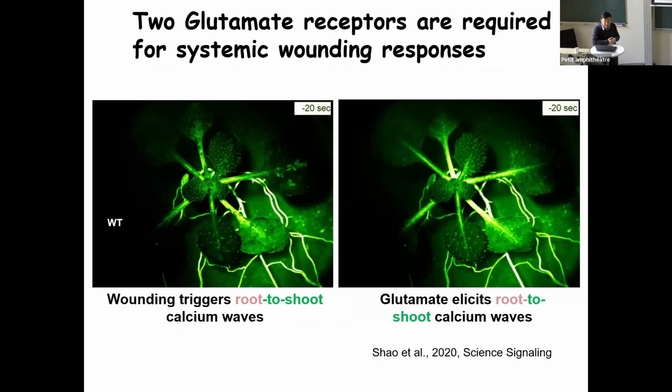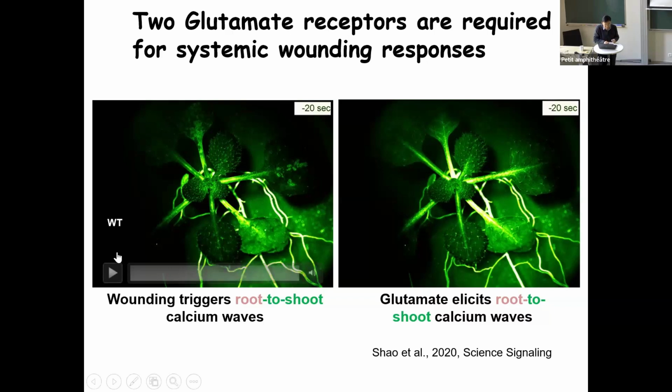two glutamate receptors. Those are the glutamate receptor 3.3 and 3.6. And the glutamate receptor, of course, is an important player in our neurotransmission, right? So a long distance or systemic signaling in our system. So I'll show you how these two work. We use root to shoot signaling as a model, right? So what we did is to cut the root.